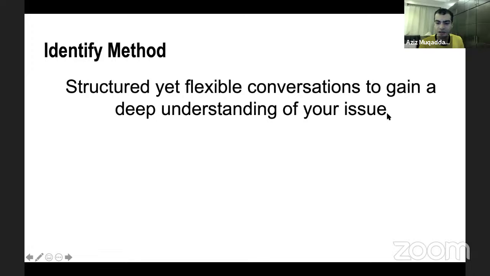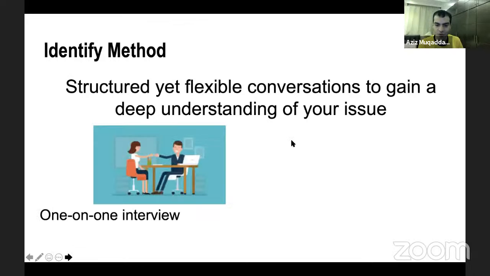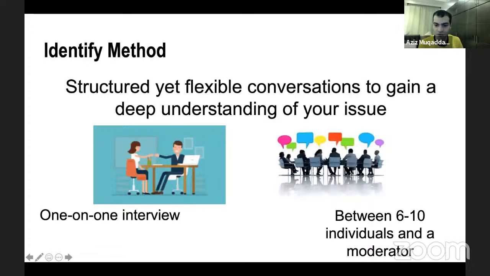So now, identify the method. If it's a structured yet flexible conversation to gain a deep understanding of your issue, is it going to be a one-on-one interview or a focus group?